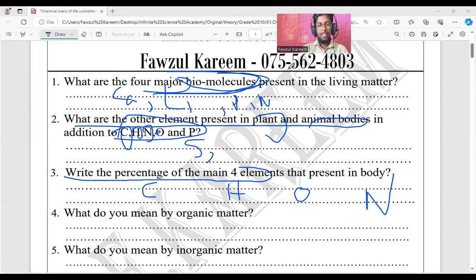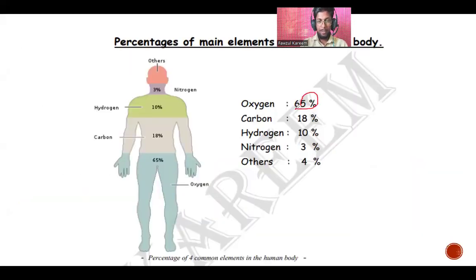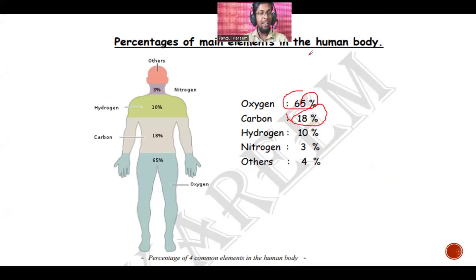What's the percentage? Here, this is a percentage: oxygen 65 percentage, carbon 18 percentage. You are now grade 10, my dear. Now you want to work. If you are in grade 10, now everything, you want to work. So if I send any worksheet or something, please try to do it.